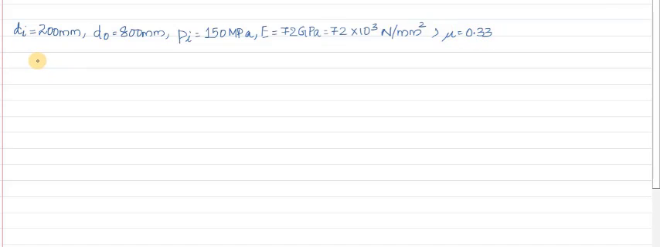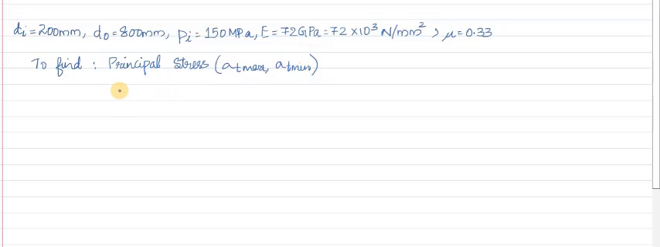Next we have to look at the question. We are given this data to find the values of the principal stresses. There are two principal stresses: one which is the maximum and one which is the minimum, based on the inner and outer surfaces. So sigma T maximum and sigma T minimum. We will get the maximum when the radius is taken as the inner radius, and the minimum at the outer radius.